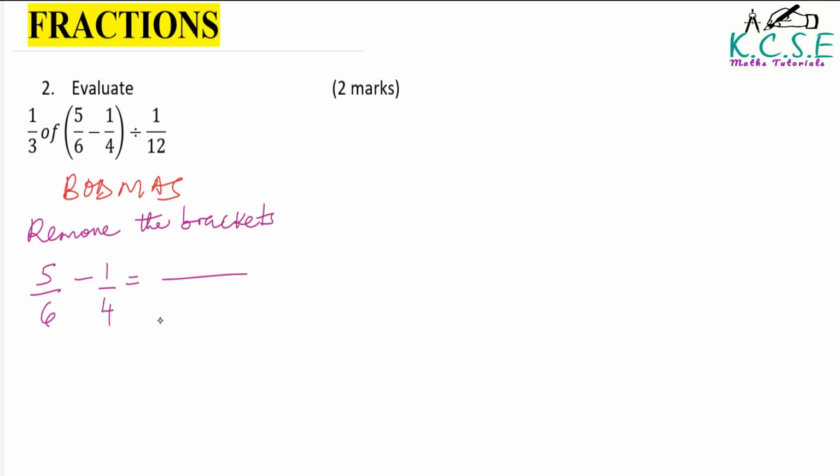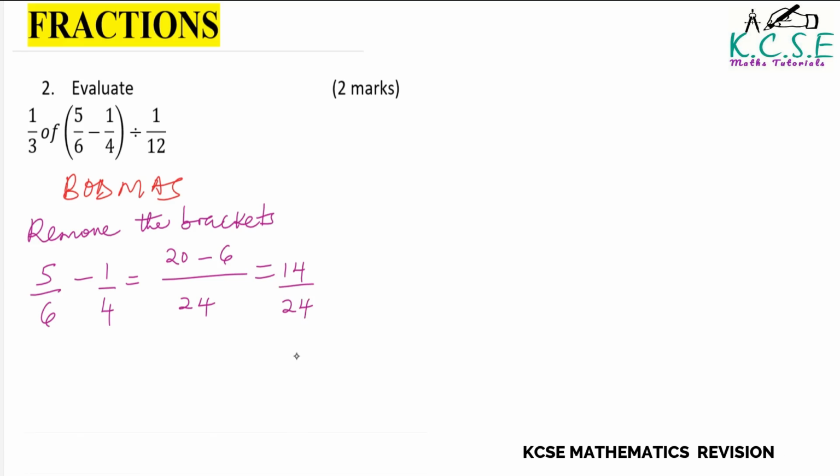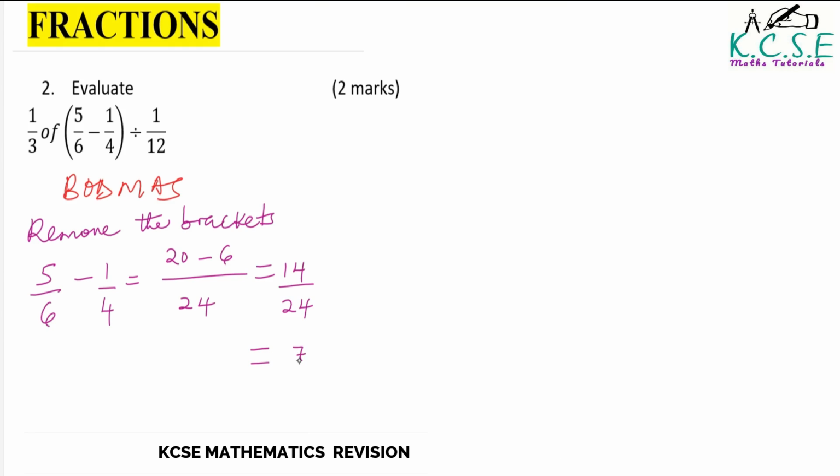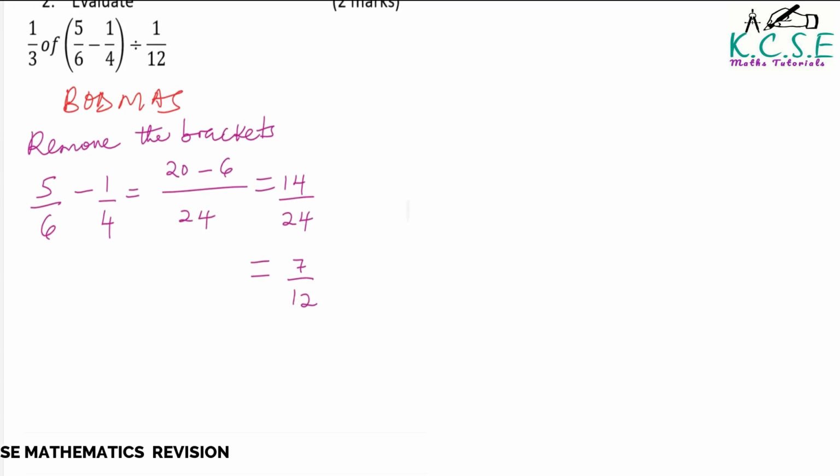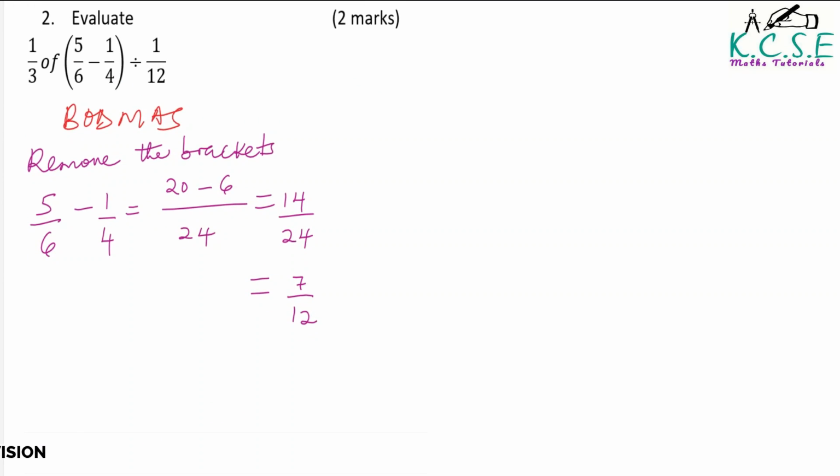So get the LCM, which is 24. This will give 20 minus 6, which gives 14 divided by 24. You simplify 14 divided by 24, you get 7 divided by 12. So we have removed the brackets. Now the next thing is to input this value that we've got there. So we have a third of whatever we have worked out in the bracket. We've got 7 divided by 12, then divided by 1 over 12.